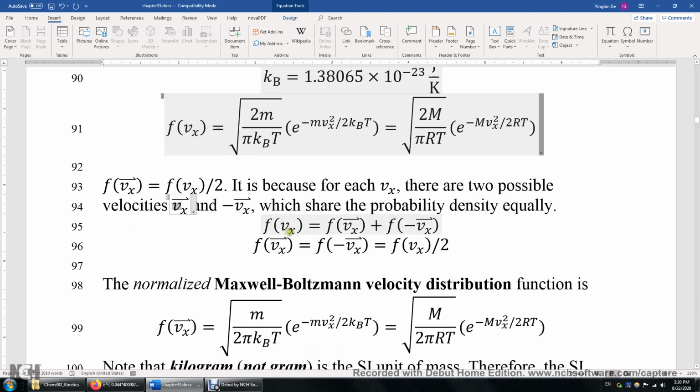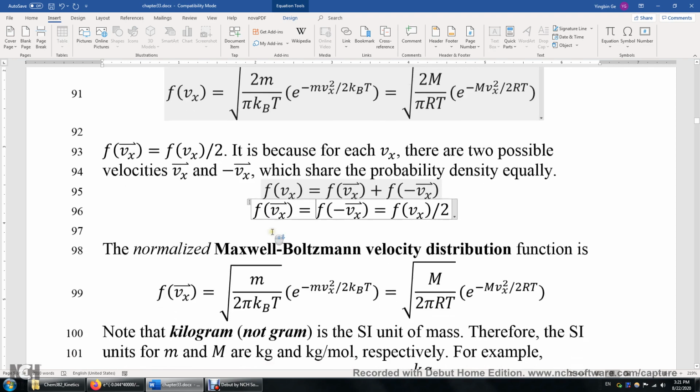So we got two equations here. Vx positive and Vx negative belong to the same speed. And also, due to the symmetry, we know f of positive Vx is equal to f of negative Vx. Therefore, the probability density of positive Vx and the probability density of negative Vx are both equal to 1/2 of the probability density of the speed Vx.